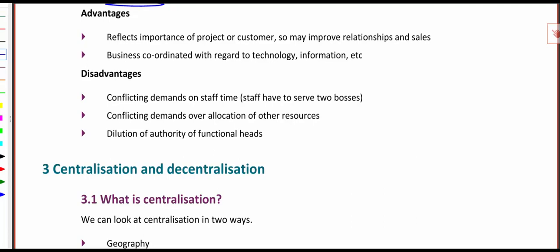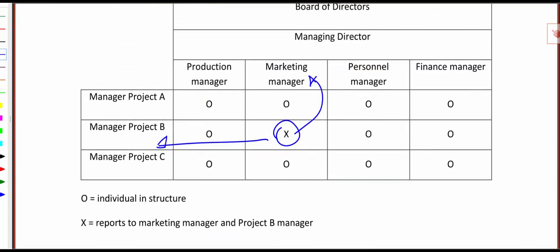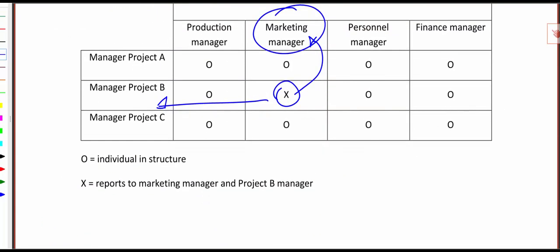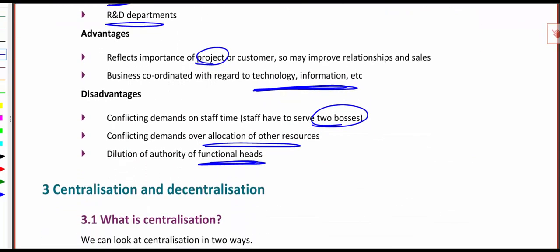What's good about it? Well, it gives your project particular importance. So it shows that we're actually considering the importance of the project, and it coordinates in terms of technology and information. So we're sharing lots of information. What's bad? Well, it's sometimes difficult to have two bosses. There might be an issue in terms of allocation of resources. And then you might find that if you're a functional head, for example, our marketing manager here, well, maybe I'm not too happy about one of my employees having to report into somebody else as well.